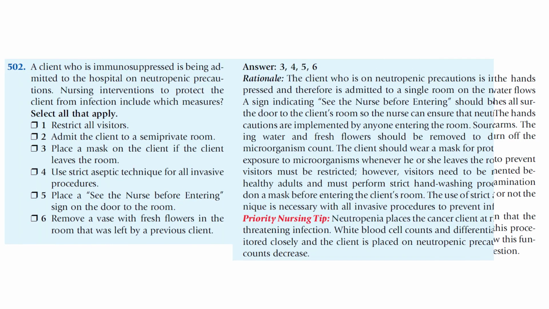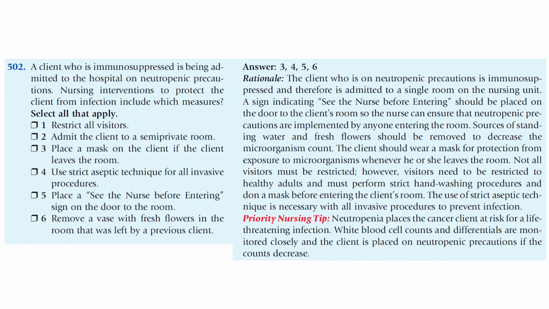502. A client who is immunosuppressed is being admitted to the hospital on neutropenic precautions. Nursing interventions to protect the client from infection include which measures? Select all that apply.